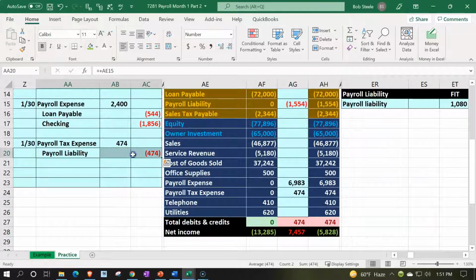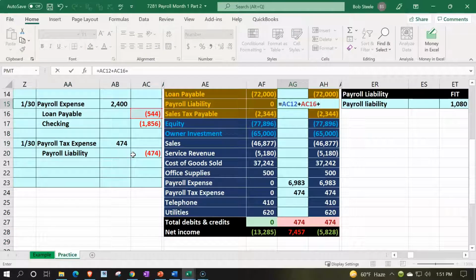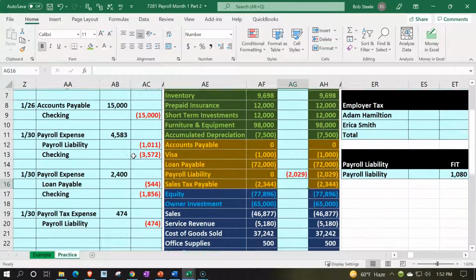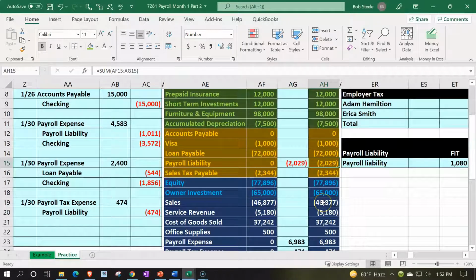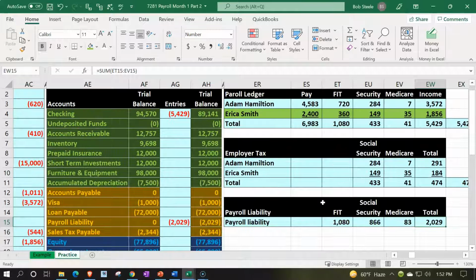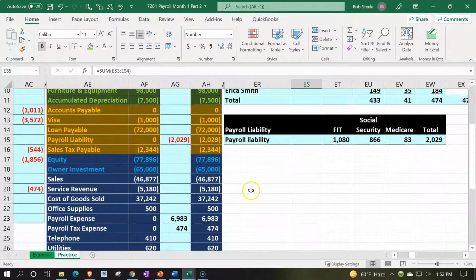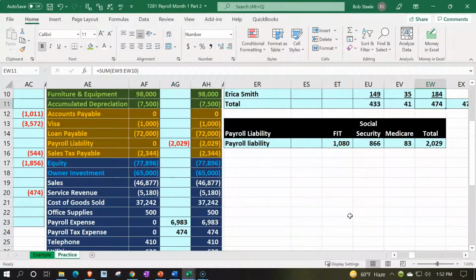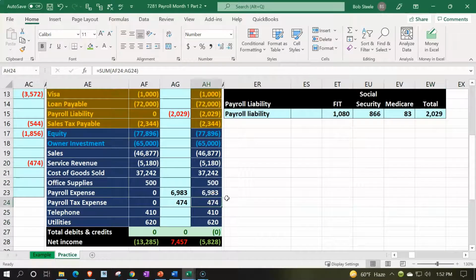And then we got the payroll liability up top, F2 plus F2, adding the payroll liability. I think that does it. So that does it. Now we got to add this stuff to the GL. Notice that the payroll liability now adds up to the 2099, which matches the 2099 here. Our total expenses should be tying out to that 6983. The payroll tax 474 is the 474.